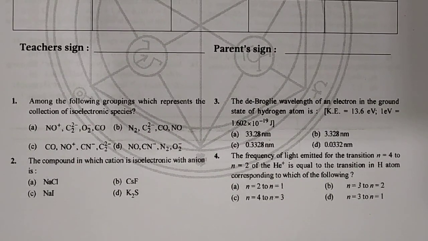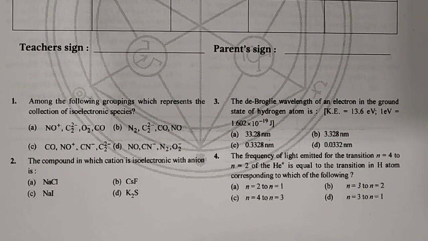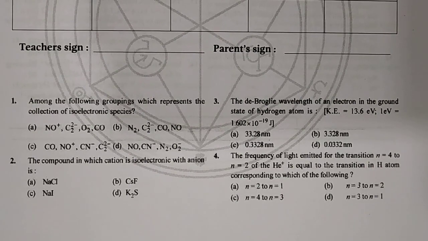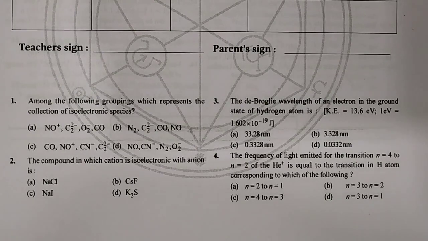Among the following, which represent the collection of isoelectronic species? Now isoelectronic species, the species has same electron in valence shell is known as isoelectronic species. Count कर लीजिए. Your answer is C, Calcutta.